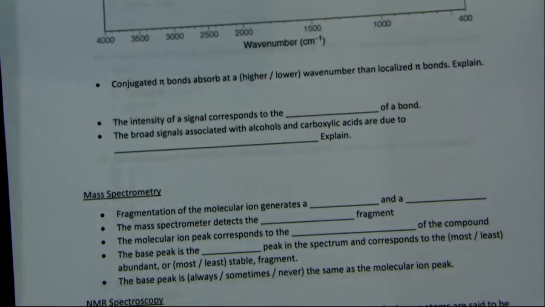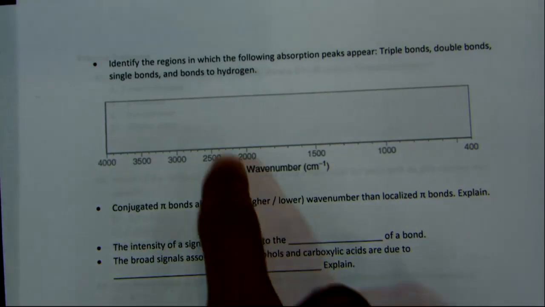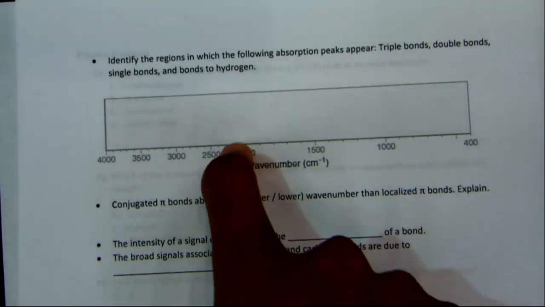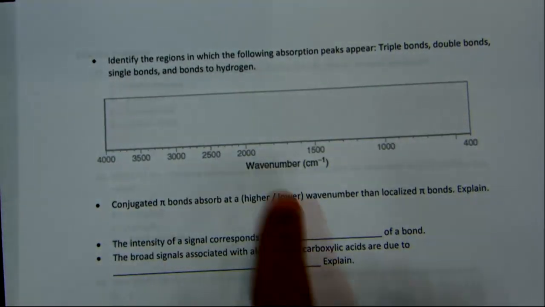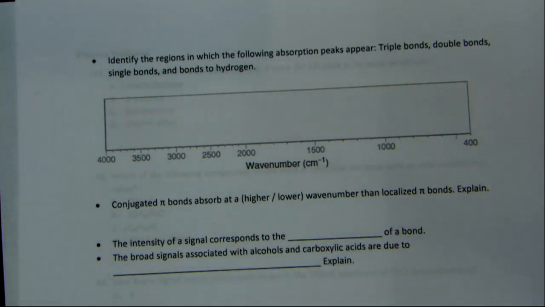I apologize for this rushed last part. This part in your book, I'm sorry. I normally go through and label all of it, but just check your book for these numbers, okay? But we can do this one.